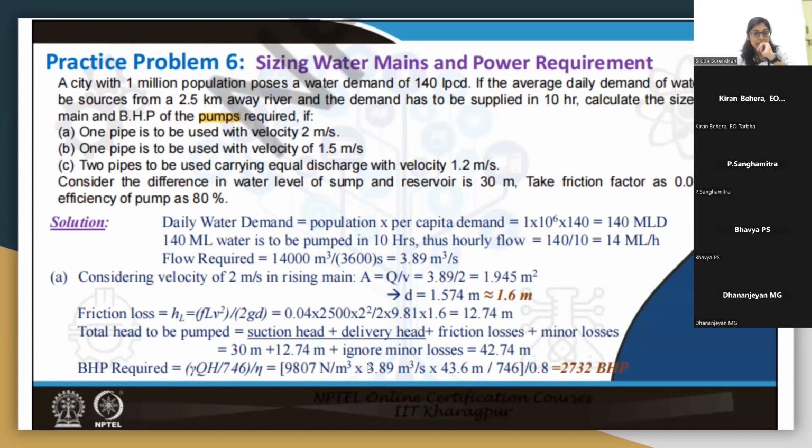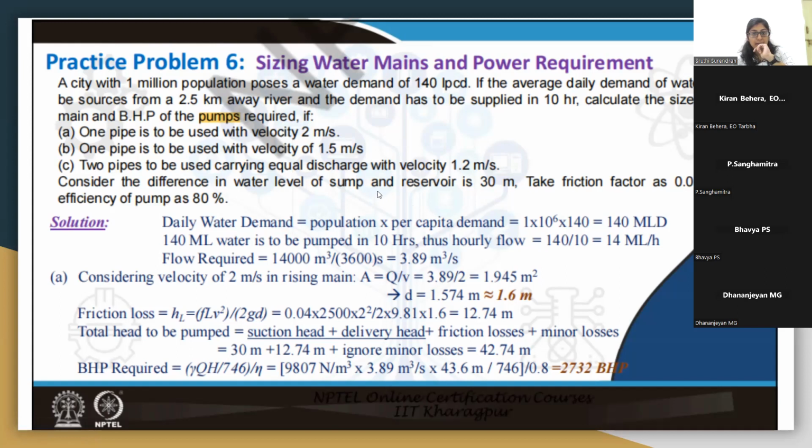These are the formulas that are used in the same problem that we have discussed now. Here they have considered a velocity of 2 meter per second for a discharge of 3.89, and they got the area. From the area they got the diameter by using pi d square by 4 and solving for D. After that the frictional loss is f L V square by 2 g D. Here f is 0.04. They have given the friction factor as 0.04.